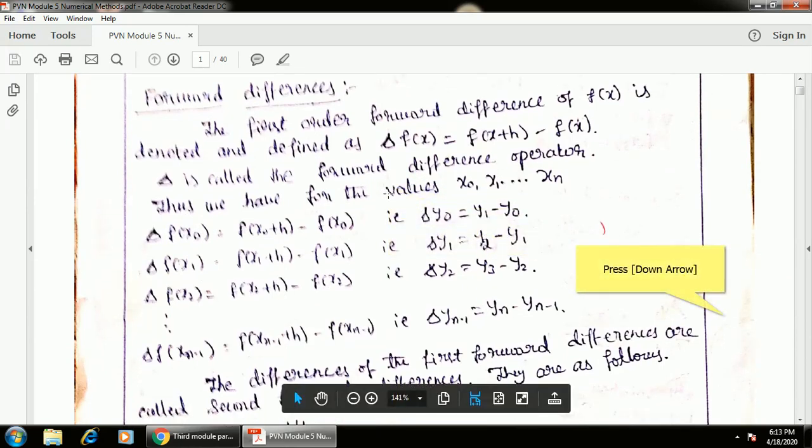For the above values of x and y, the first order forward differences are as follows. First order forward difference of the function at x0 is denoted as delta of f of x0, and it is defined as f of x0 plus h minus f of x0. That is, f of x0 is nothing but y0. x0 plus h is x1, f of x1 is y1 minus f of x0 is y0. Equivalently, we can write it as delta y0 is equal to y1 minus y0.